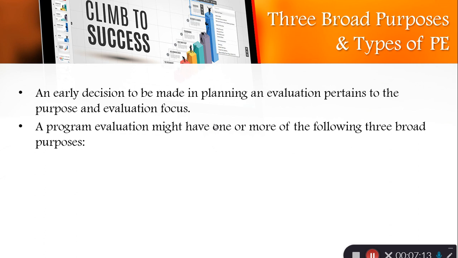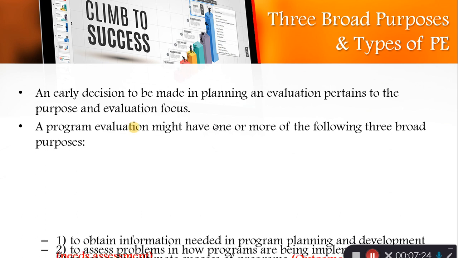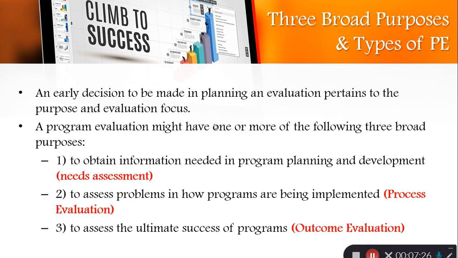There are times in which our evaluation may seek to embark upon more than one purpose. That's totally allowed and permissible. But again, it's important to understand what the focus is, even if it has more than one focal point within any given evaluation study. So the first type of evaluation relates to obtaining information needed in program planning and development.